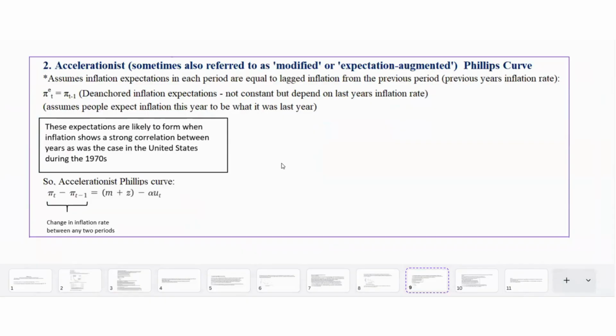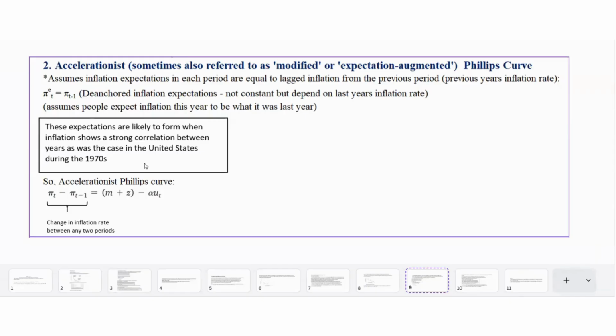But when we talk about accelerationist Phillips curve, this now assumes that inflation expectations are not constant, but depend upon last year's inflation. So it assumes people expect inflation this year to be what it was last year. So the original Phillips curve assumes pi t e is pi bar. You have anchored inflation expectations. Expectations are anchored at some value. The accelerationist Phillips curve assumes de-anchored inflation expectations, where your expectations are no longer constant, but they are equal to last year's inflation.